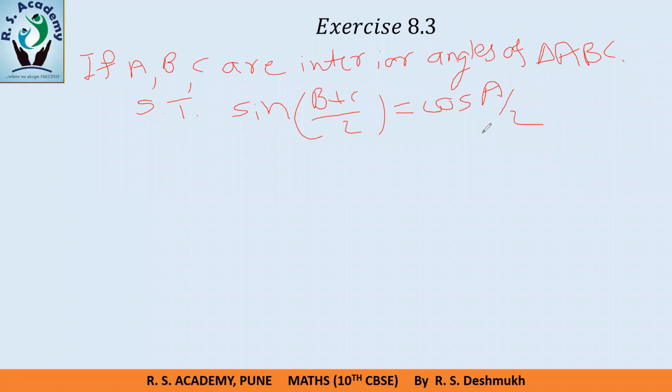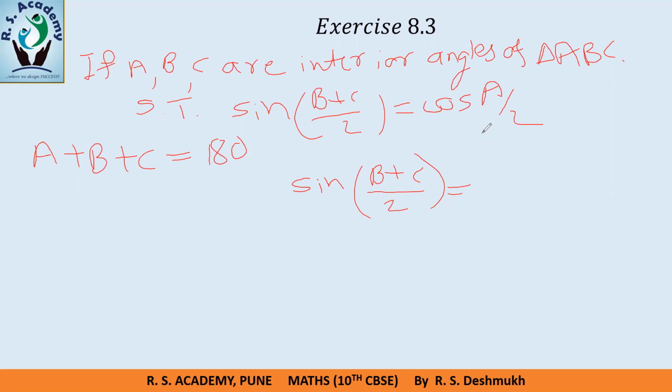If A, B, C are interior angles of triangle ABC, show that sine of (B plus C) by 2 is equal to cos of A by 2. First thing, A, B, C are the interior angles. That means I should know that A plus B plus C should be equal to 180 degrees. That is the basic. Now what I am saying, just check. I am writing the left side only, that is sine of (b plus c) upon 2. I will convert this in a different format.